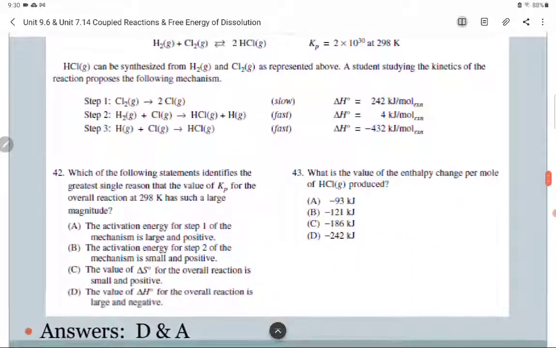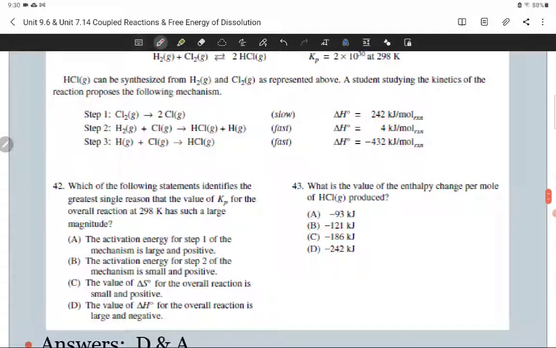Okay, we have a couple questions here. Again, we got the answers already, D and B. So let's kind of break that down. What do we got here? Which of the following statements identifies the greatest single reason why the Kp has such a large magnitude? So Kp is large. That means delta G must be negative. So why would the delta G be negative?